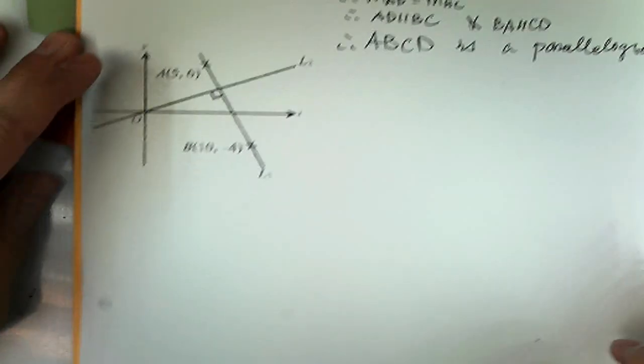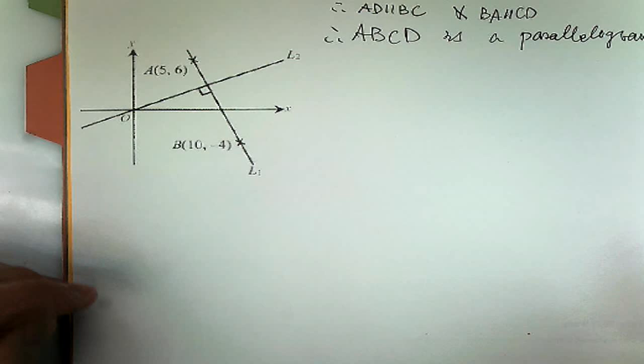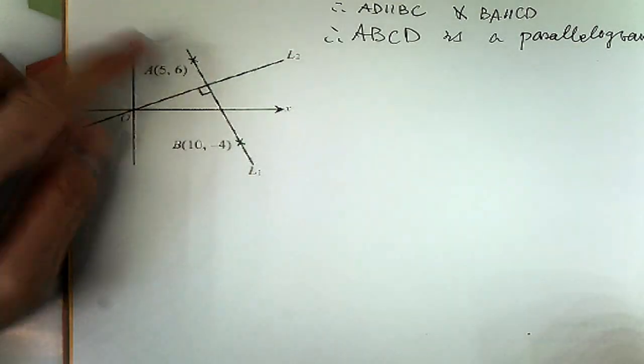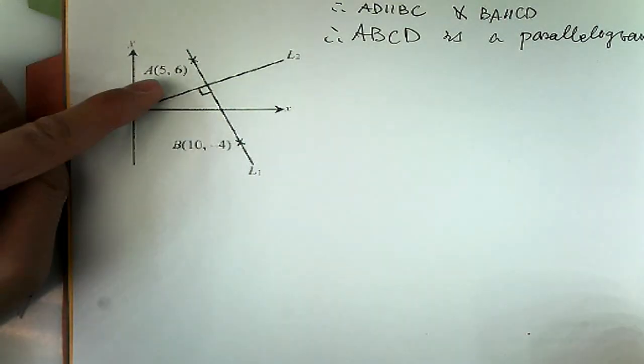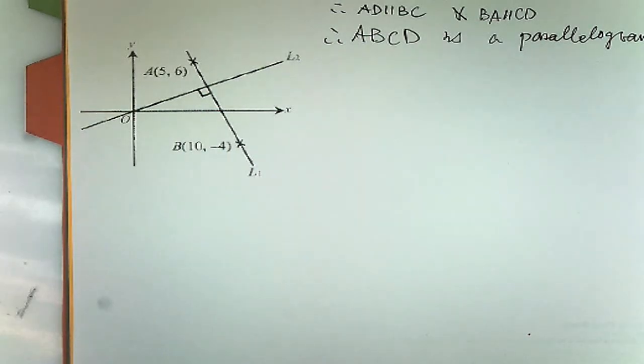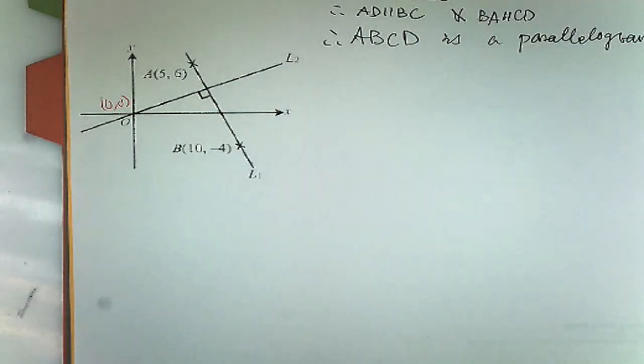This one. This is 12. Read the question first. L1, passing through point A and point B. Coordinates given, right? L2 is passing through O. O here, you can just mark the coordinate. O should be 0, 0. And then L1 and L2 are perpendicular to each other.